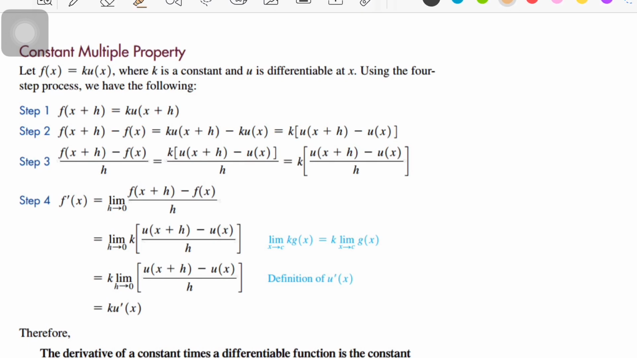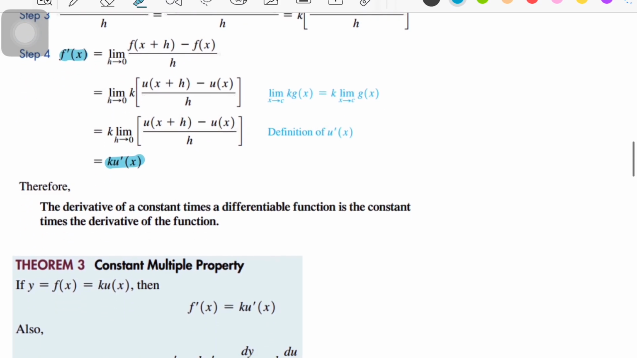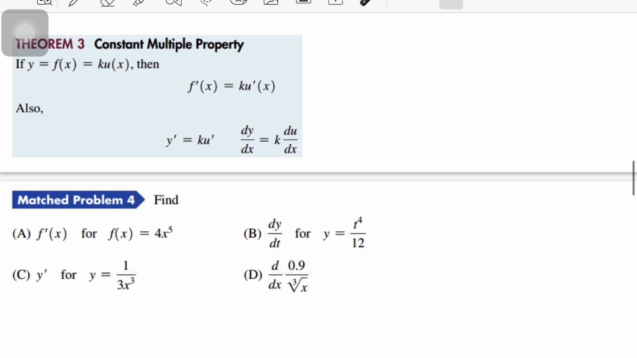Okay, so you can look through this here, but we're just taking the limit of our difference quotient and showing that if we're given this function here, the derivative of that is going to be this here, where k is some constant and u is some differentiable function at x. And then formally, that is what is written here, our constant multiple property, and then again written in our different notations down here.